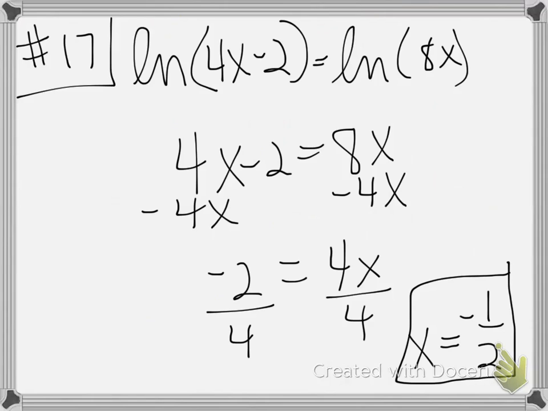All right, a couple more here. 17, the best type of problem, ln 4x minus 2 equals ln 8x. Ln on both sides means it cancels. So you just have 4x minus 2 equals 8x. You subtract 4x from both sides. You get negative 2 equals 4x. You divide by 4 on both sides. x equals negative 1/2.